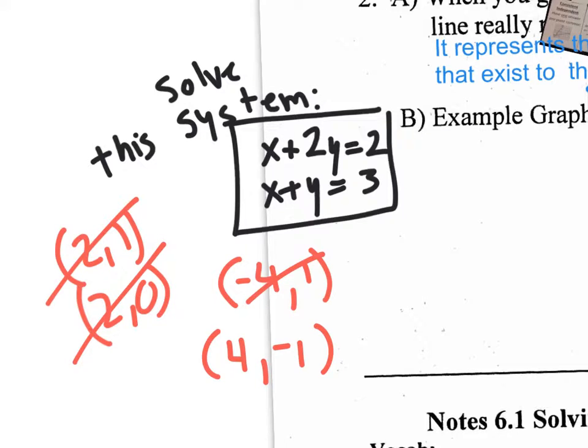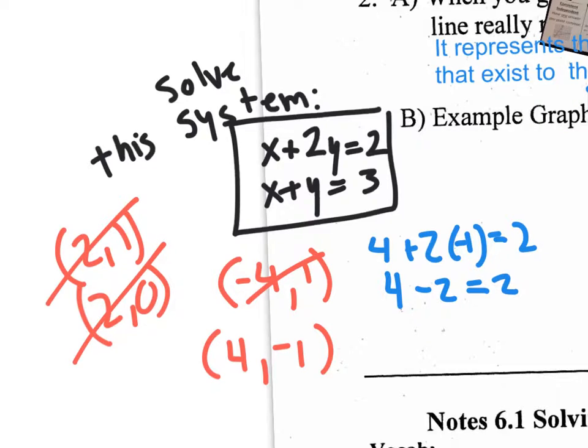Positive 4 and negative 1 is correct. Right? Check it out. If I plug it into the top one, it's going to say 4 plus 2 times negative 1 equals 2, which means that you have 4 minus 2, and that really does equal 2, doesn't it? So it does work for the top one. How about for the bottom one?